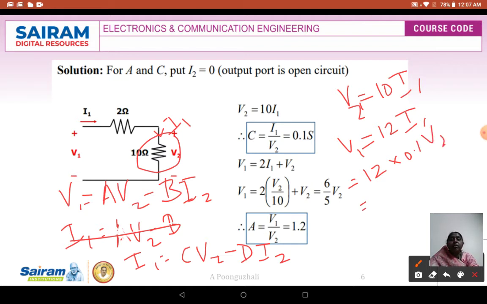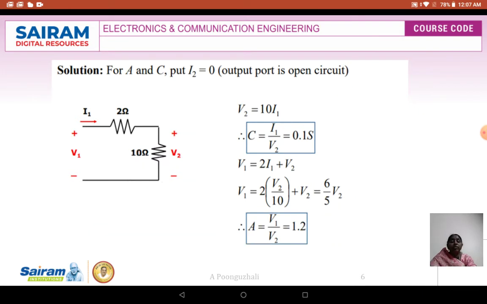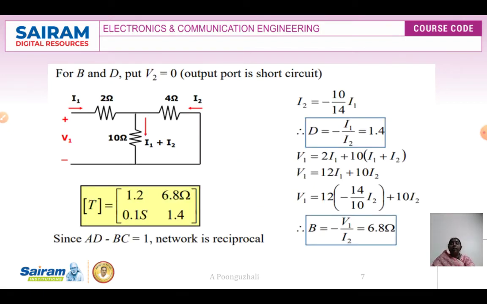So it is nothing but 12 into 1 is going to be 12, so it is 1.2. So here V1 by V2 is equal to 1.2 is going to be the voltage gain of this network. So next is your A and C. Here we have found out C and A value. Next we are going to find out B and D.